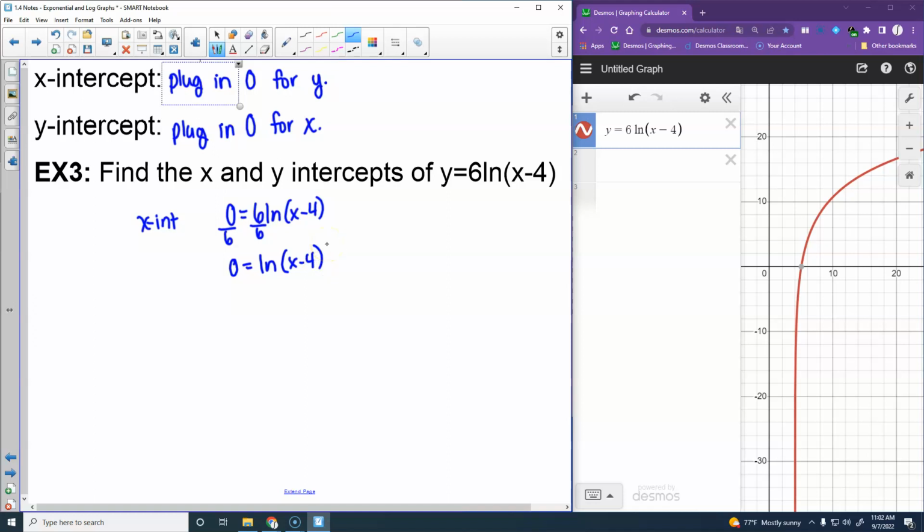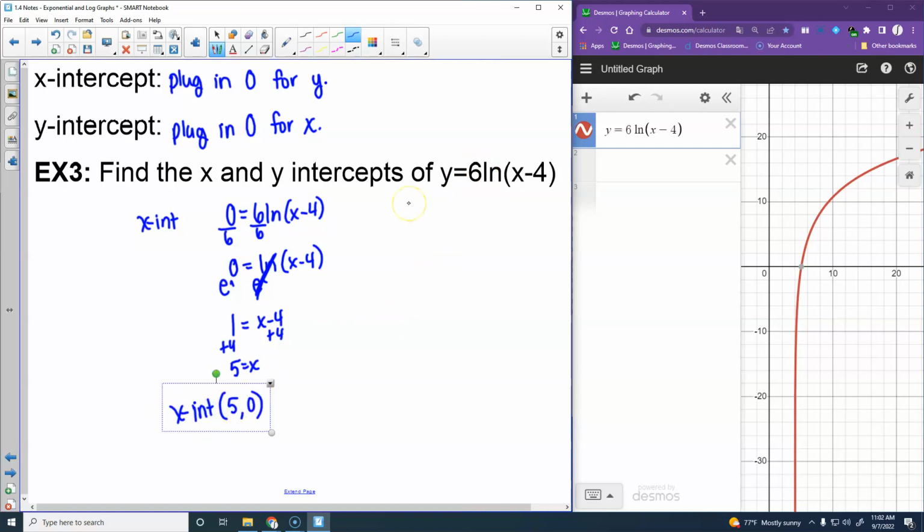Then we're going to do the e to the power. We'll do e to the power here and e to the power here, which will cancel that natural log. What is e to the 0 power? 1 equals x minus 4. Add your 4, and you get 5 for your x. So algebraically, that's what we do there. So our x-intercept would be at (5, 0).